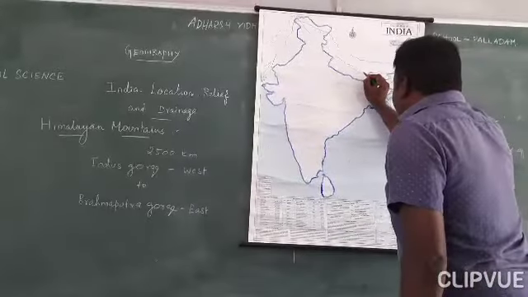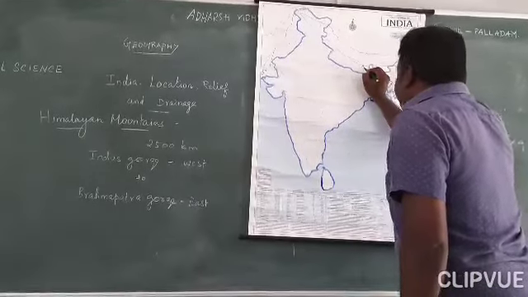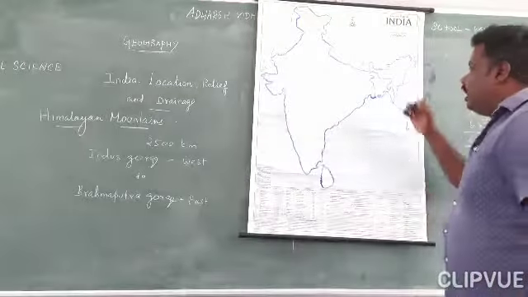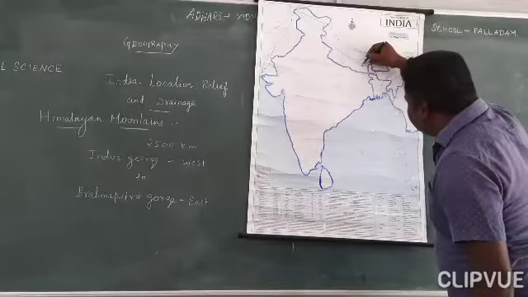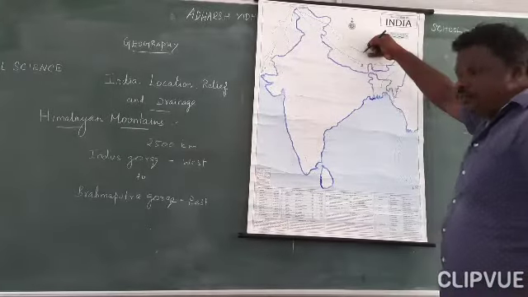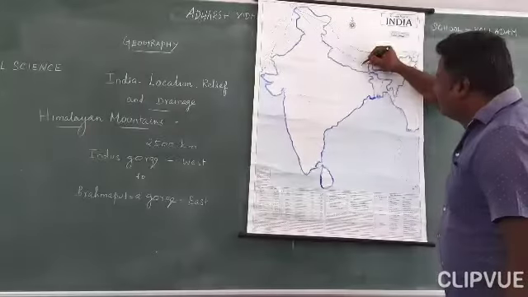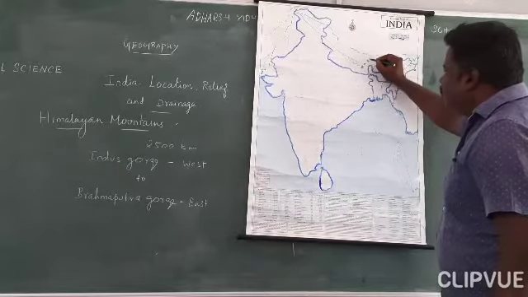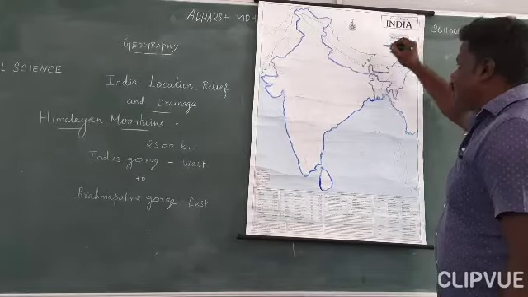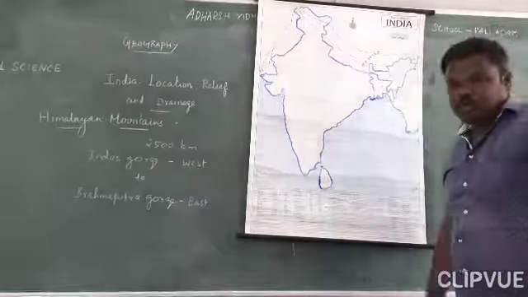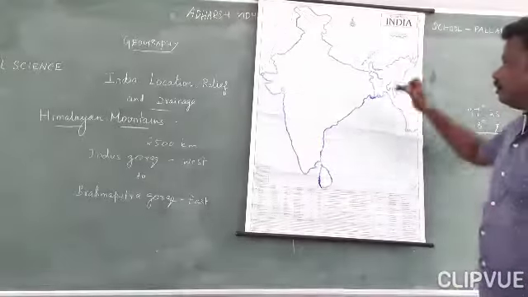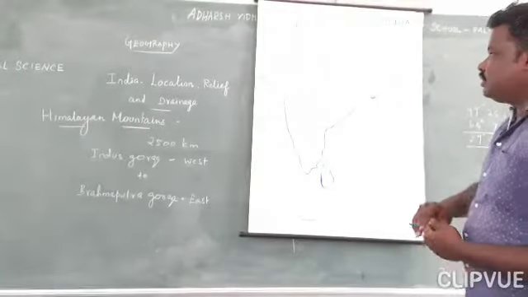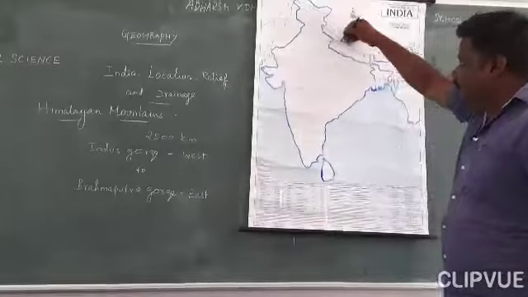So what is the location of Everest here? Can you see, students? This is the location of Everest. It touches the Nepal border with China. So this is the particular place. You see the height of the mountain, 8,848 meters from sea level. Just imagine, 8,848 meters.